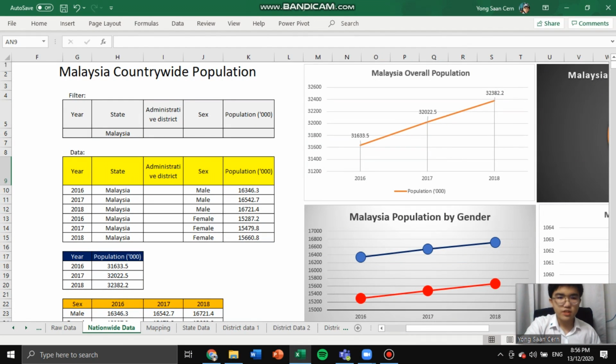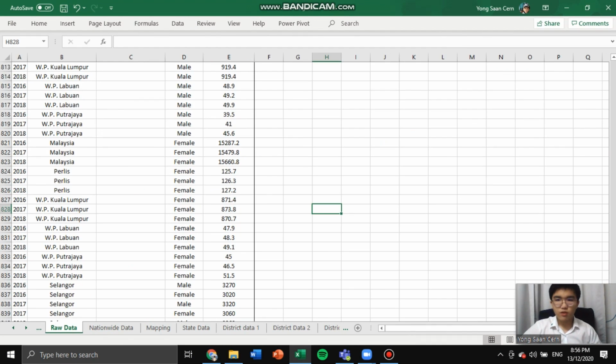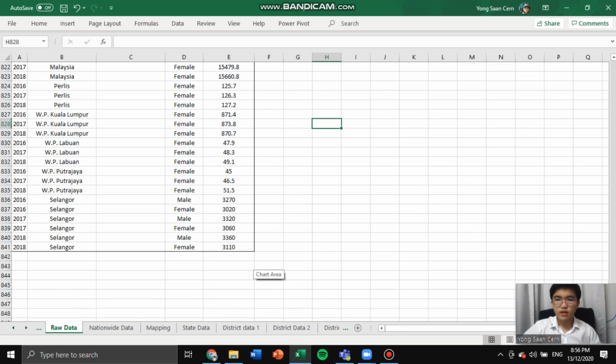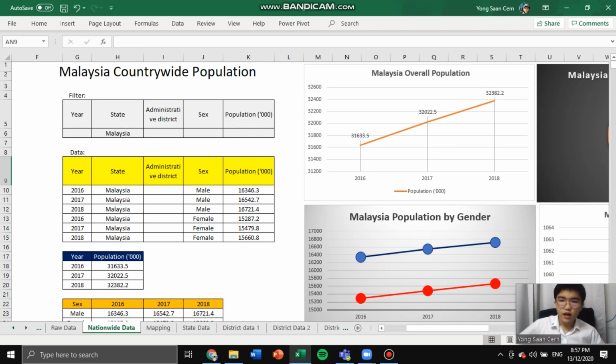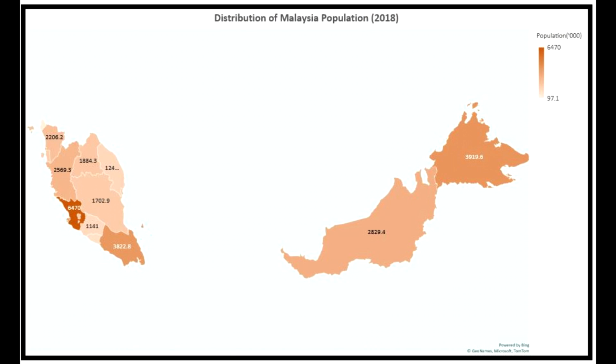Before we start, we'd just like to say that the raw data given by the organizer has left out the state of Selangor. So we added it ourselves by searching the internet for data on the male and female population in Selangor from 2016 until 2018, to complete the data, and it will be used in all the charts as we mention next.